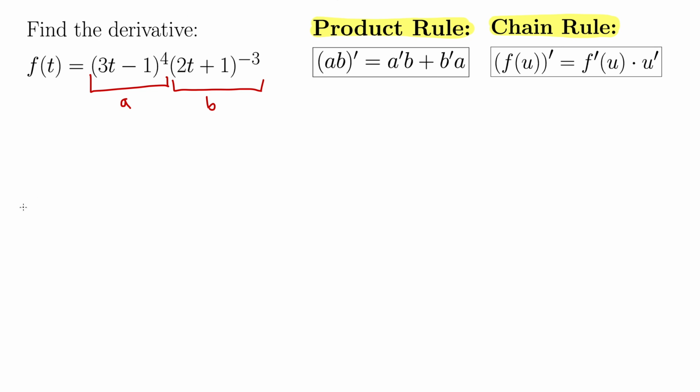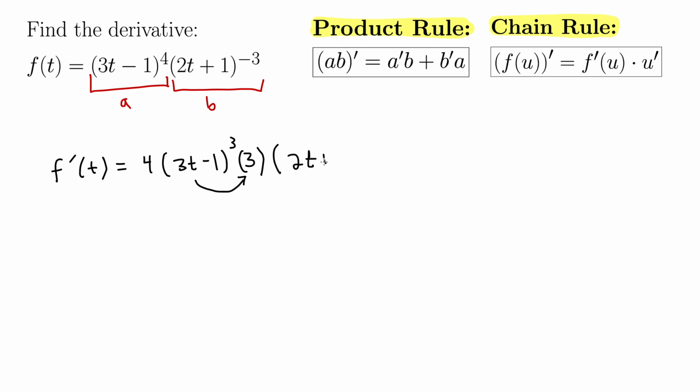Let's do this derivative. So f prime of t, okay, a prime b. So a prime is 4, leave the stuff inside alone, to the third. Okay, that's the power rule. Now what goes inside? Exactly what was in there before. 3t minus 1, we don't touch that at all. Now we hit it with the chain rule and take the derivative of the inside. Well, the derivative of 3t minus 1 is simply 3. All right. So there's a prime, and then we need b, so 2t plus 1 to the negative 3.